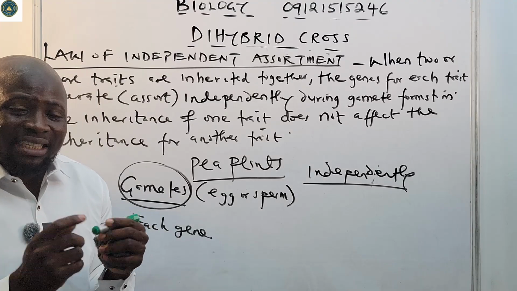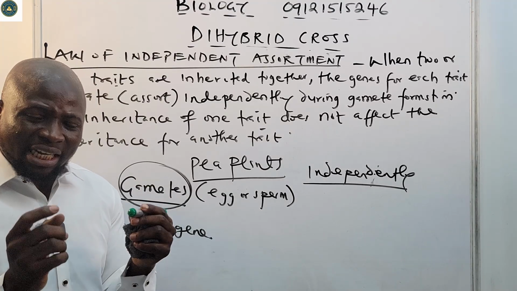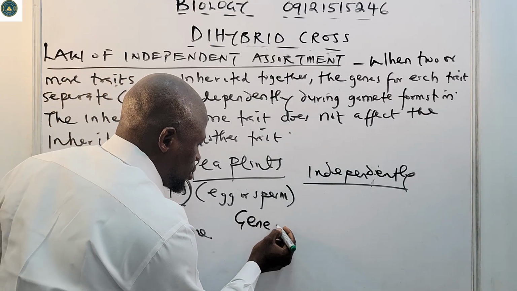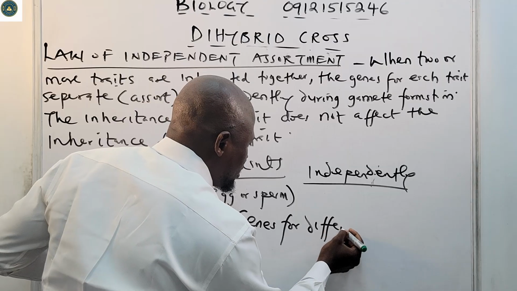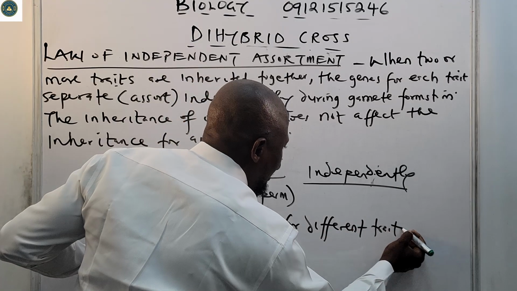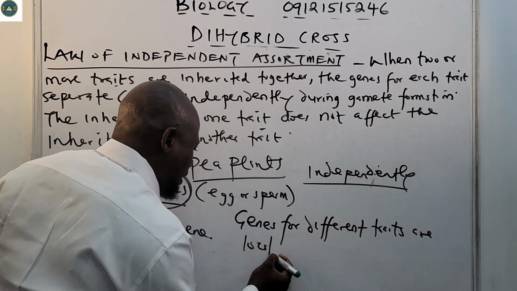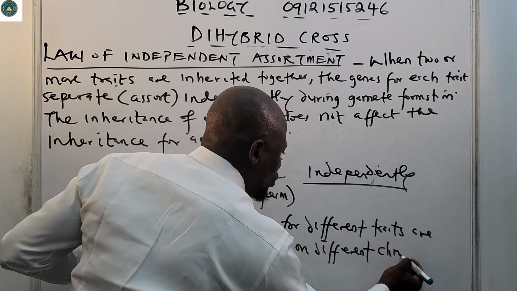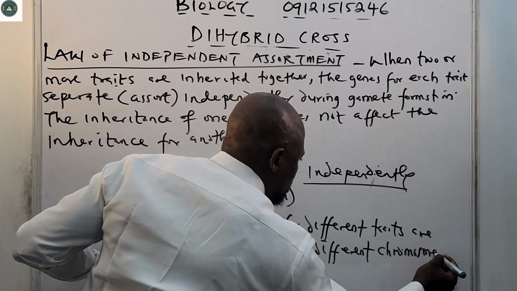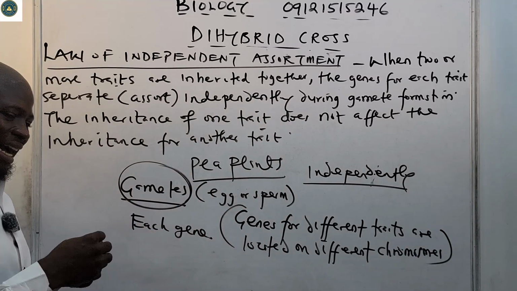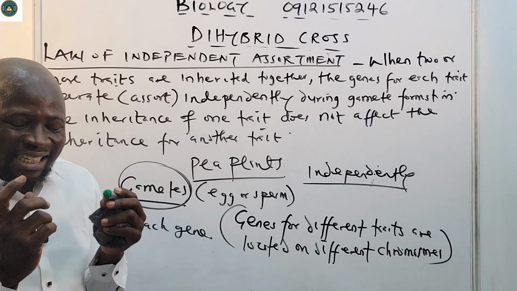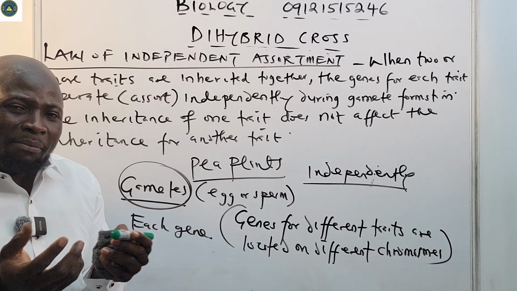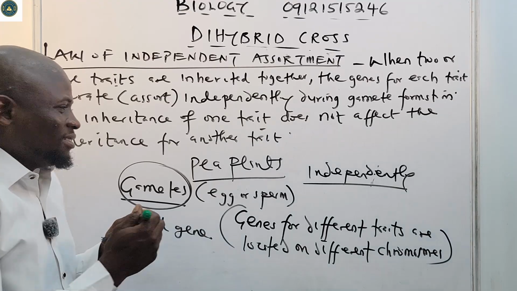But why does this happen? This happens because genes for different traits are located on different chromosomes. This is majorly what happens. Therefore, during meiosis, which is the cell division that forms gametes, the chromosomes separate randomly.